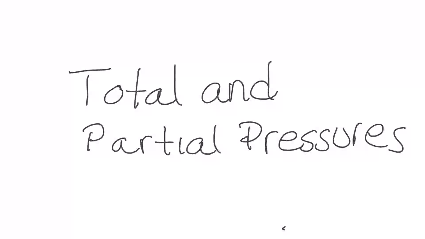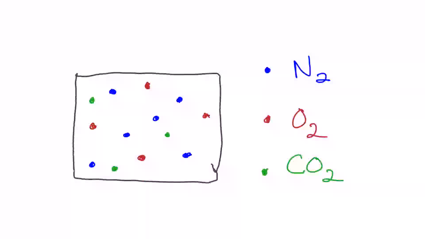Welcome. Today's lesson is on total and partial pressures. We've been talking about gases this whole unit, but we've assumed that the gases were just made up of one element or one molecule. We talked about maybe nitrogen or oxygen or ammonia or carbon dioxide. But what if we have a gas that's a mixture of gases, which often happens? Our own atmosphere is a mixture of gases.